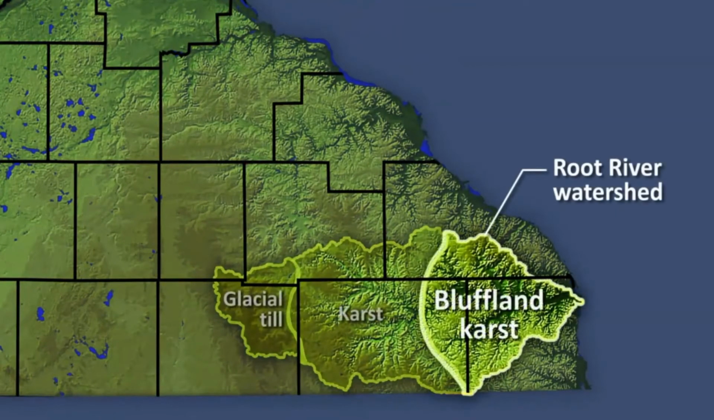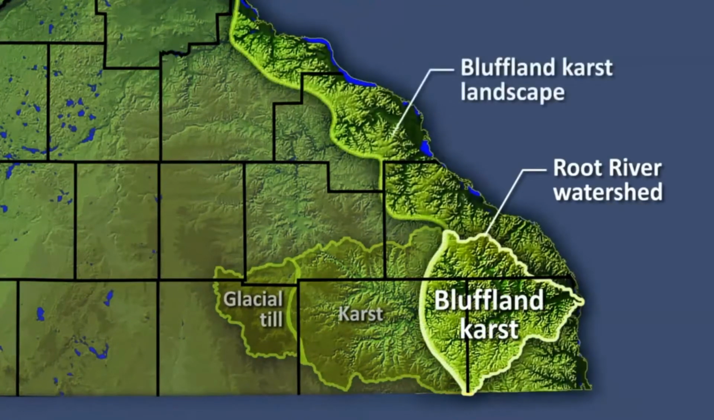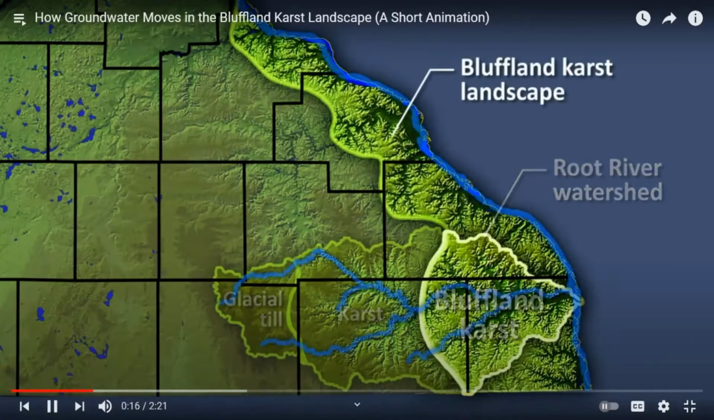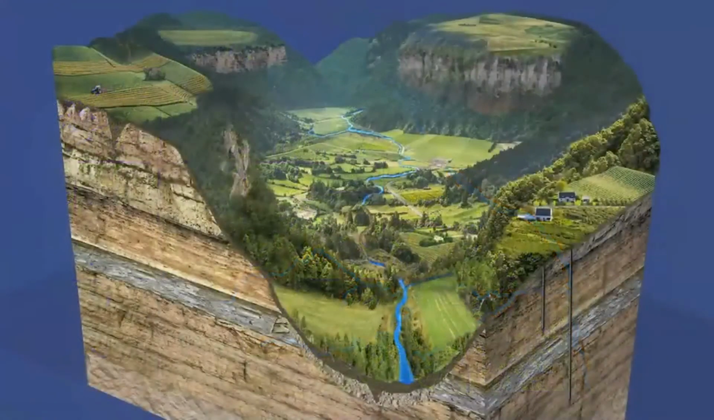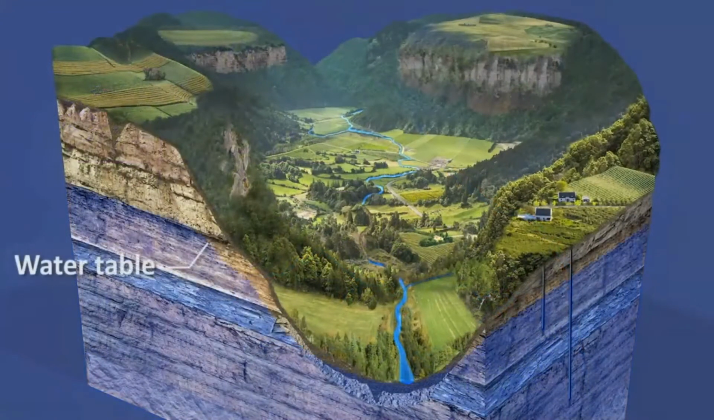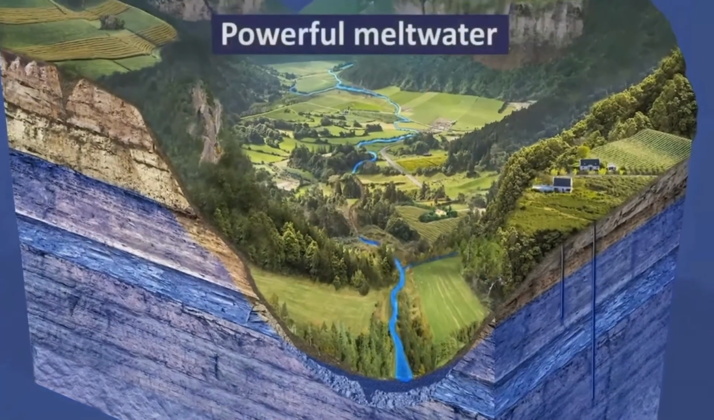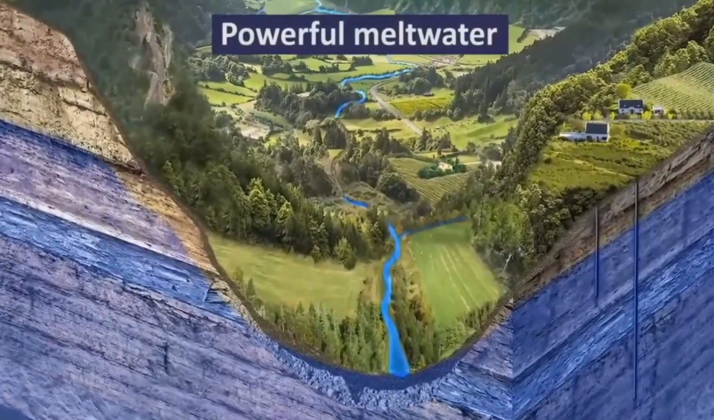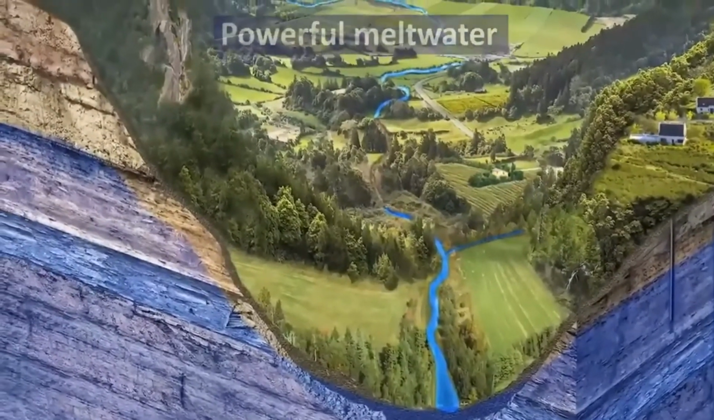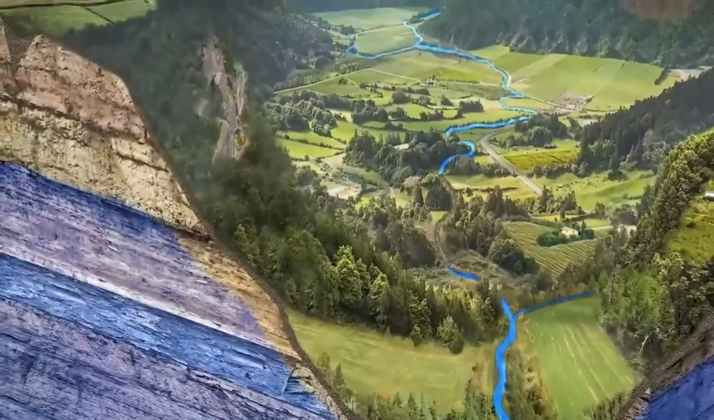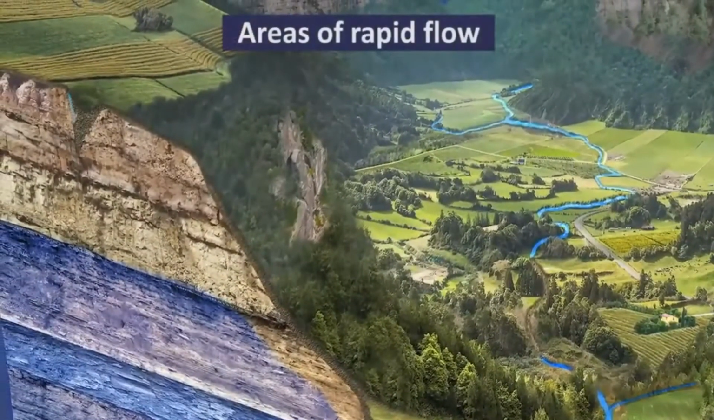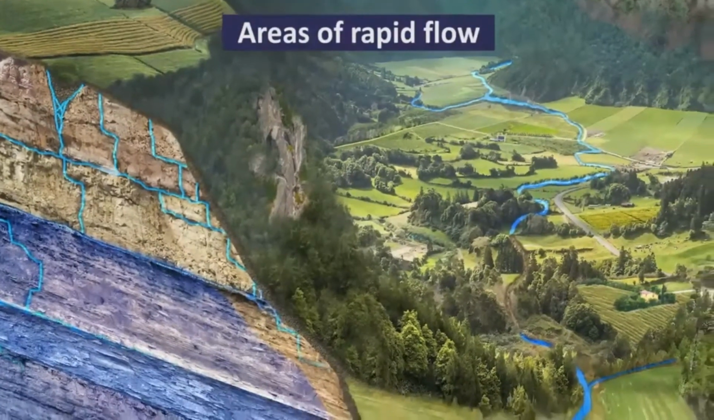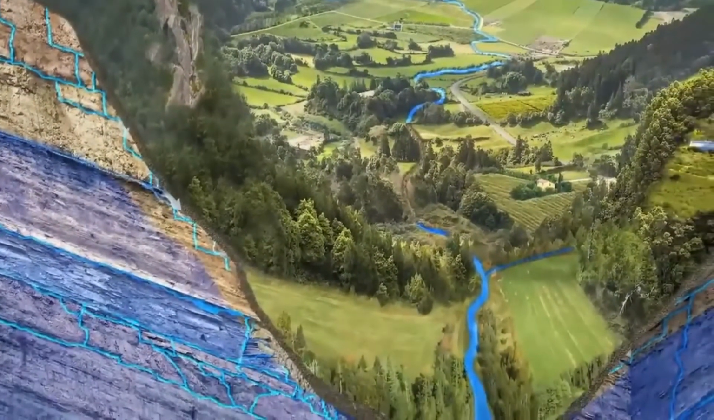The Bluffland karst landscape is the scenic area where the Root River completes its 80-mile course to the Mississippi River. Long ago, powerful meltwater from distant glaciers carved large valleys and bluffs in the softer sandstone and shale bedrock layers. Groundwater movement in the uppermost bedrock layers and near the fractured valley edges can be very fast.